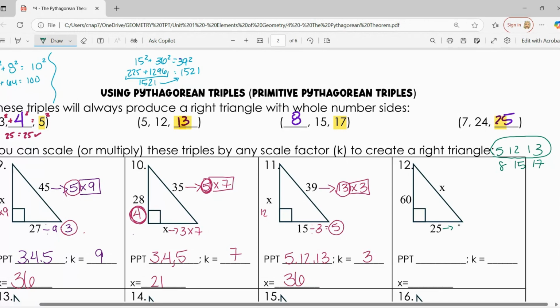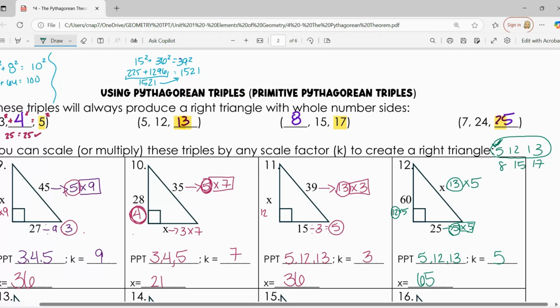So I'm going to use some number sense here, and I'm going to say, okay, if this was my base of 5, how do I get from 5 to 25? I multiply by 5. If my scale factor is 5, and I've already used the 5, could this be the side that would be 12 times 5? And the answer is yes. So that means my primitive Pythagorean triple was a 5, 12, 13 with a scale factor of 5. This is my 5 side, my 12 side, and the missing hypotenuse would come from the 13 side. But I have to scale it by 5, and so the hypotenuse is 65.